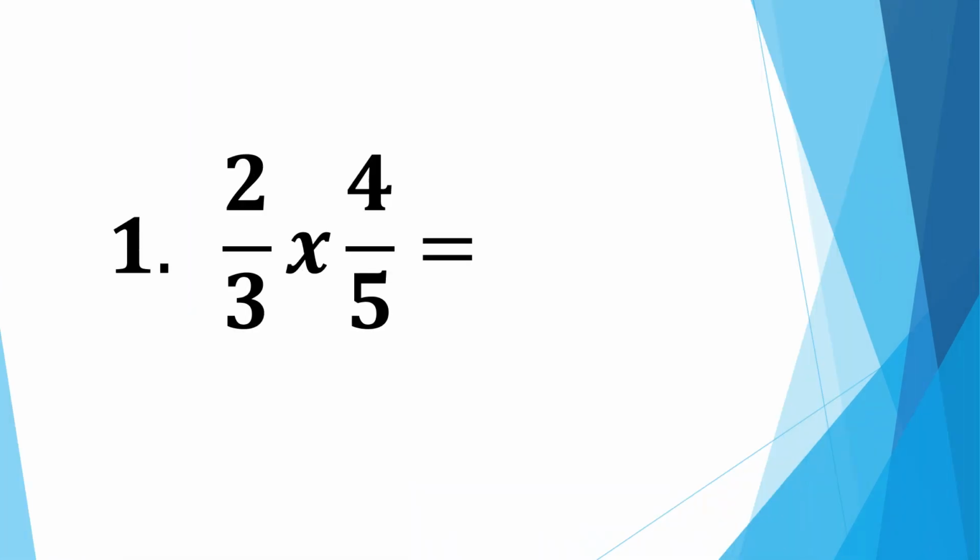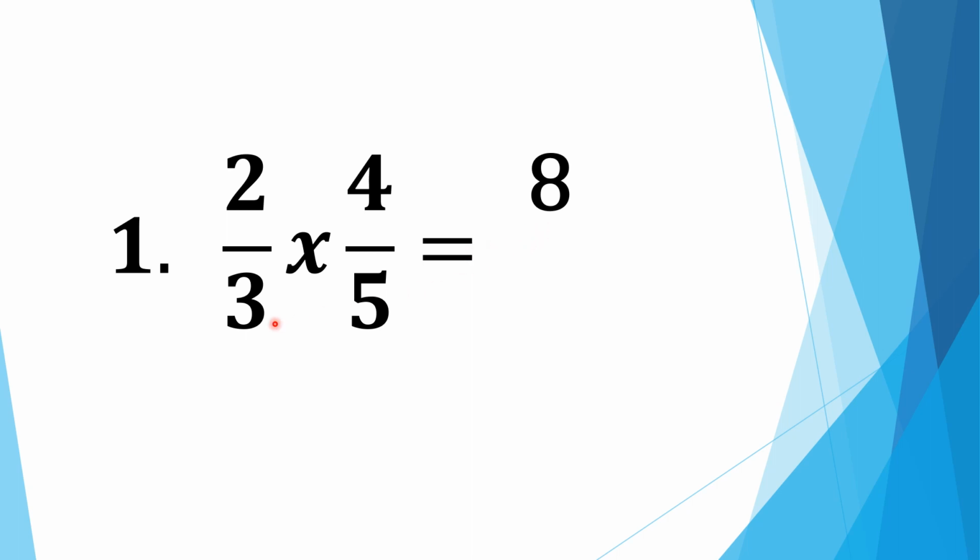Examples. Number 1. 2/3 times 4/5. Numerator is the top number, then denominator is the bottom number. So these are the numerators, 2 and 4. These are the denominators, 3 and 5. So step 1, multiply the numerators. 2 times 4 is equal to 8.